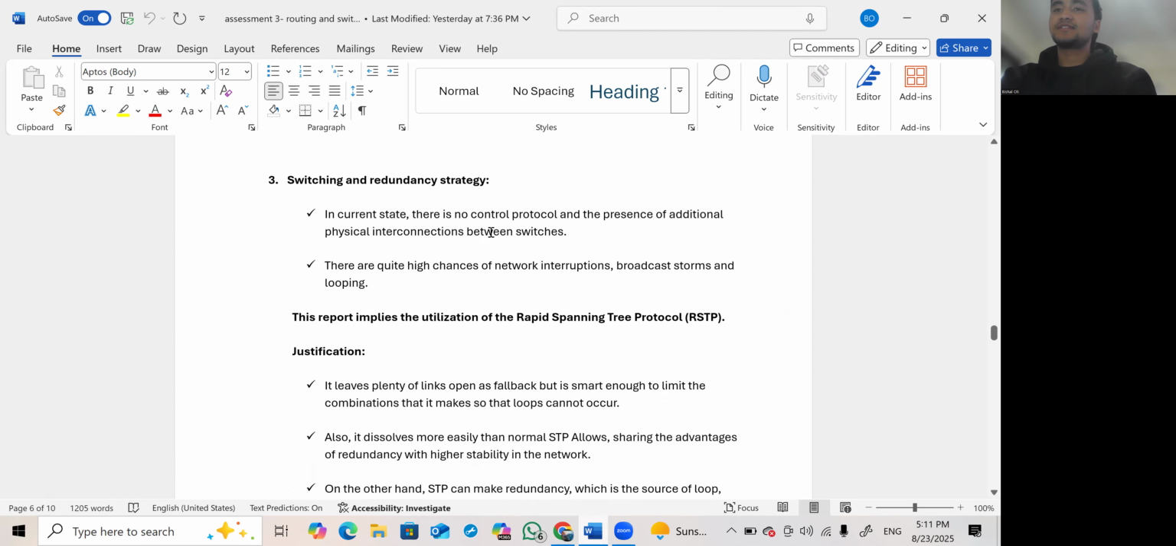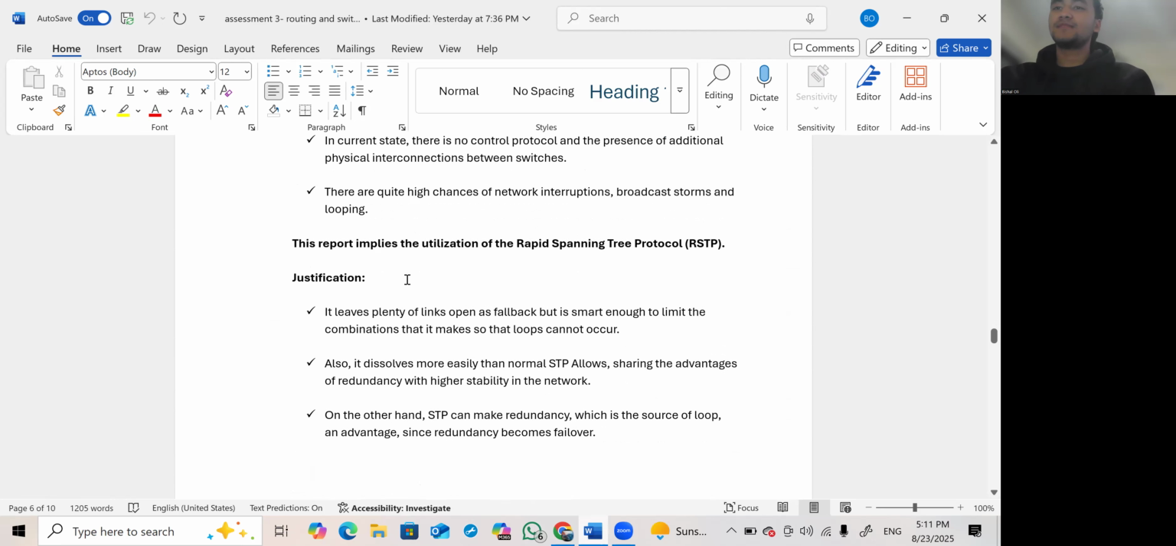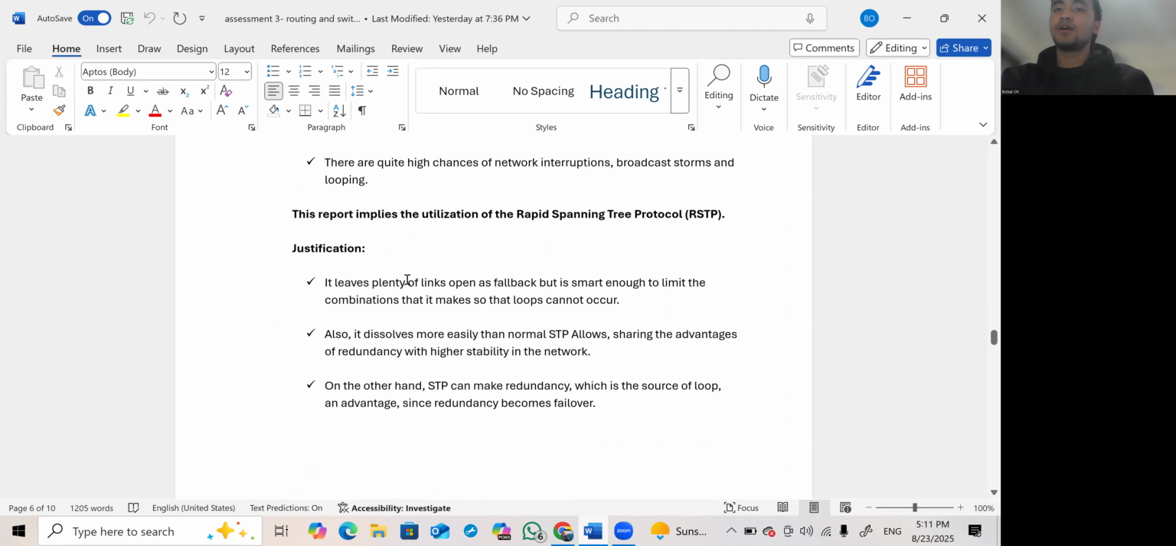In the current instance, there is no control protocol, and there is additional physical interconnection between switches. Now we are talking about switches. There are quite high chances of network disruptions, broadcast storms, and looping. So my recommendation is to use RSTP, Rapid Spanning Tree Protocol.